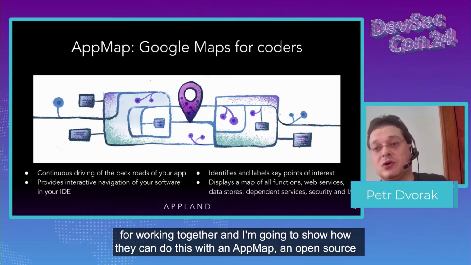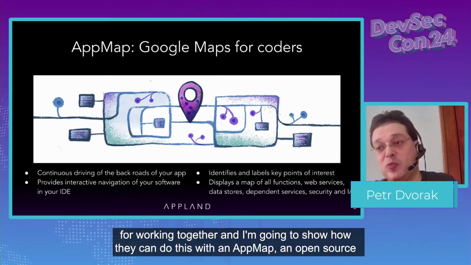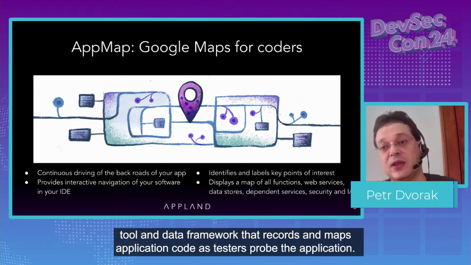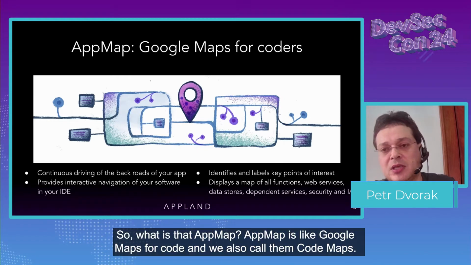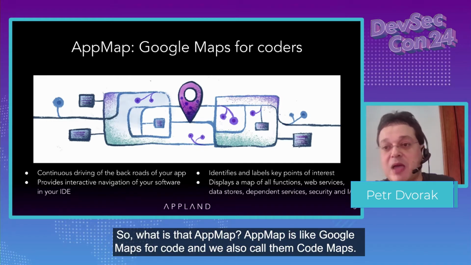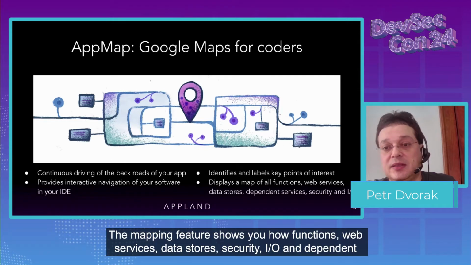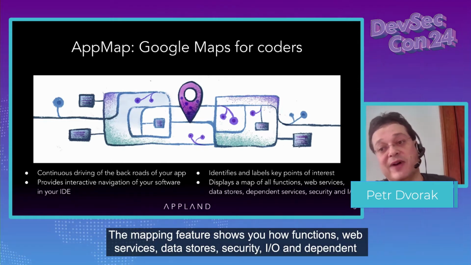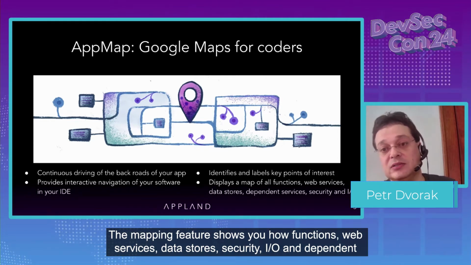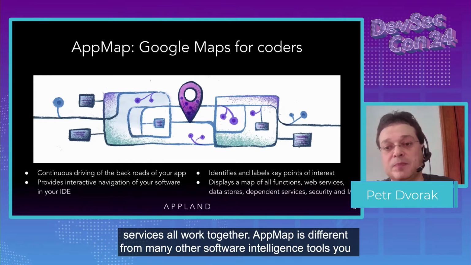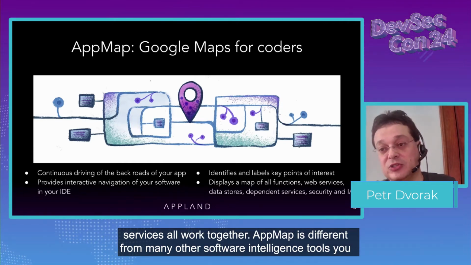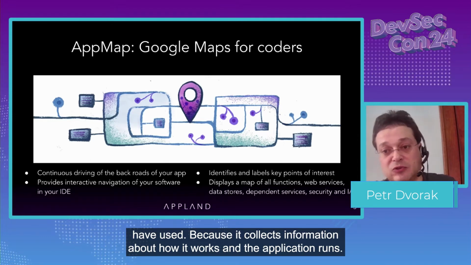And I'm going to show how they can do this with AppMap, an open source tool and data framework that records and maps application code as testers probe the application. So what is AppMap? AppMap is like Google Maps for code, and we also call them code maps. The mapping feature shows you how functions, web services, data stores, security, I/O, and dependent services all work together. AppMap is different from many other software intelligence tools you have used because it collects information about how it works as the application runs.